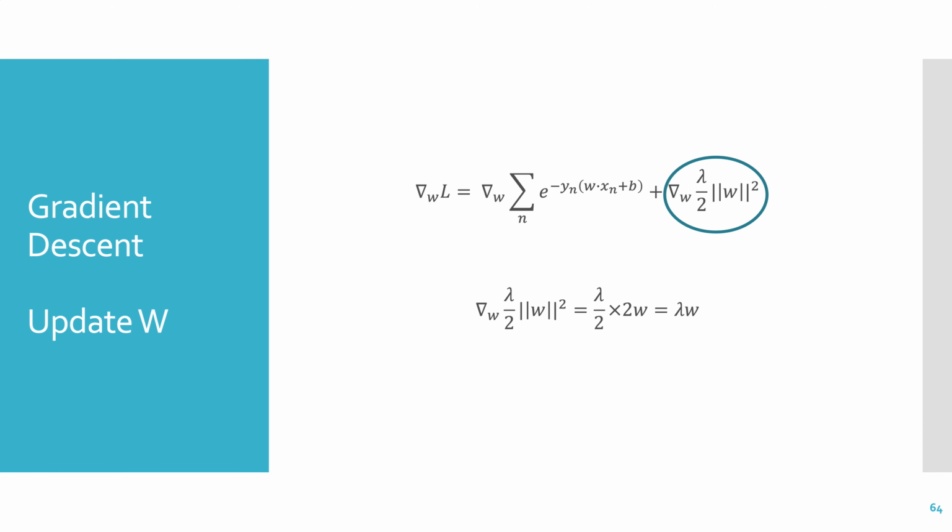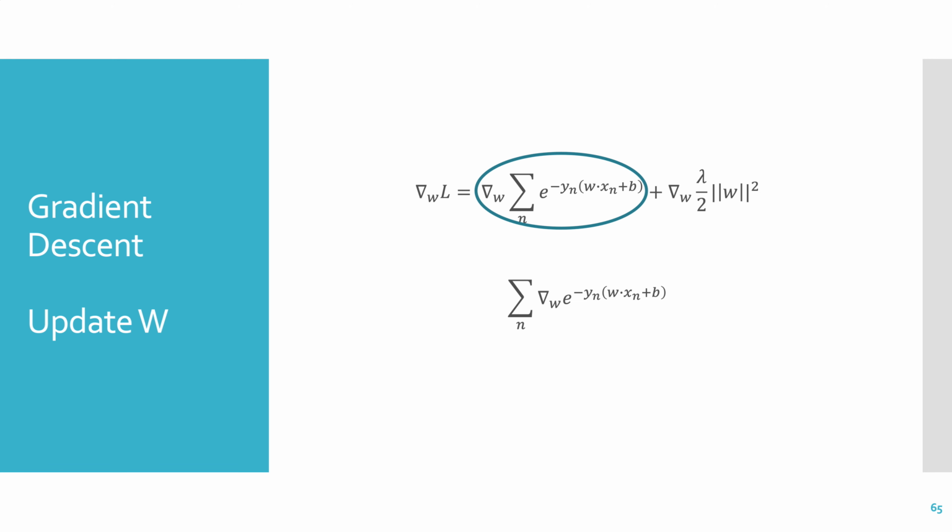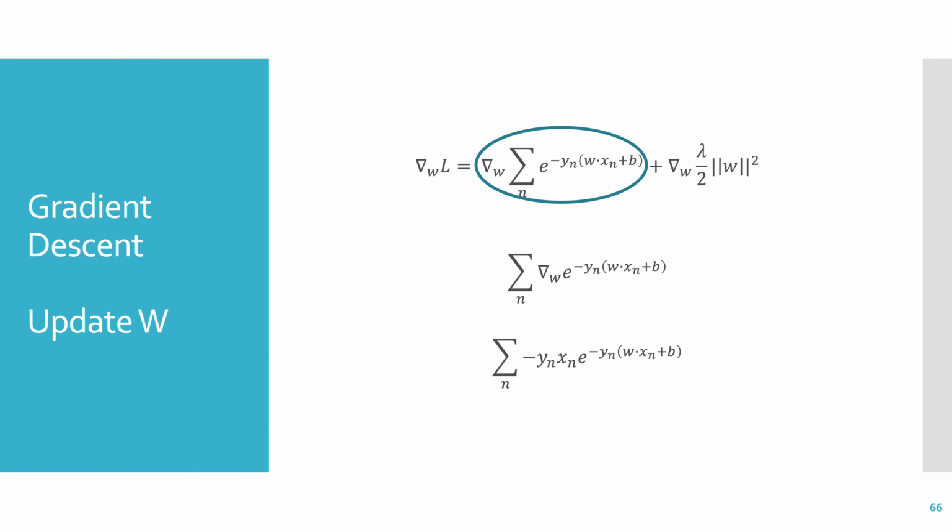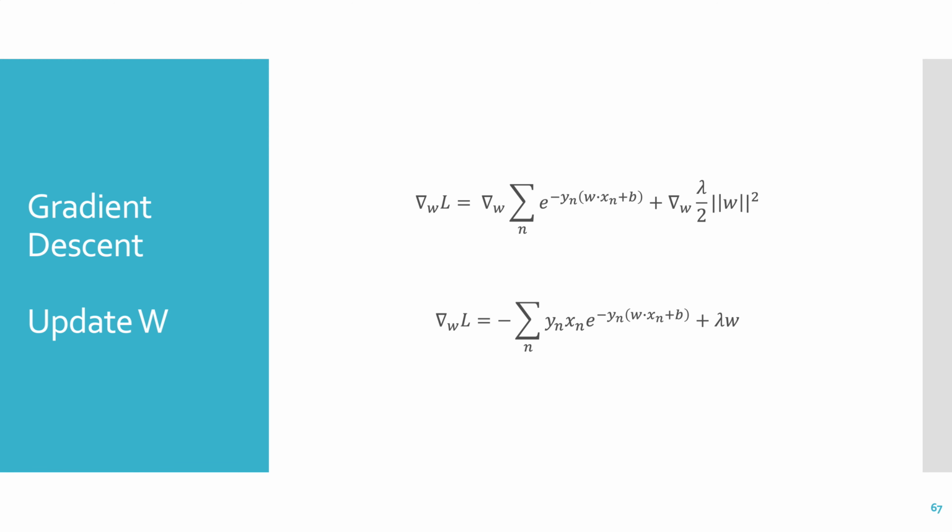Now let's do the first term. We can bring the gradient inside the sum, and we get this as our final expression. Combining the terms, we finally have that the gradient of L with respect to w is this. We can then update w as follows.